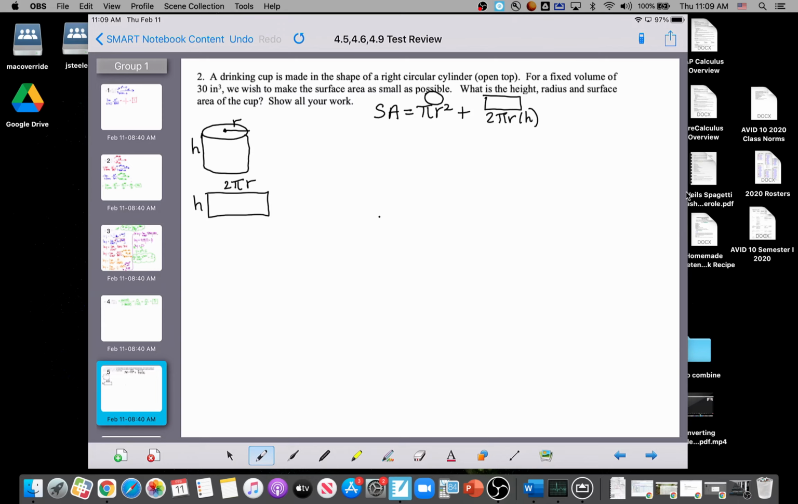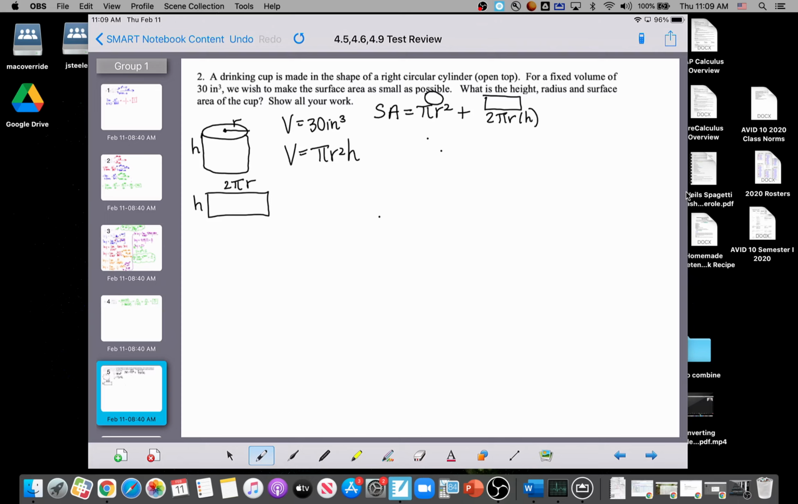The other information that they give me in this problem is that the cup has to have a volume of 30 inches cubed. So I would probably use the volume of a cylinder equation, which if you don't know, you could look it up. Volume of a cylinder is equal to pi times radius squared times height.